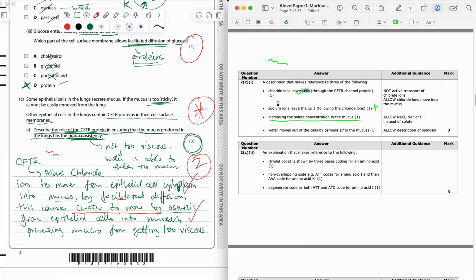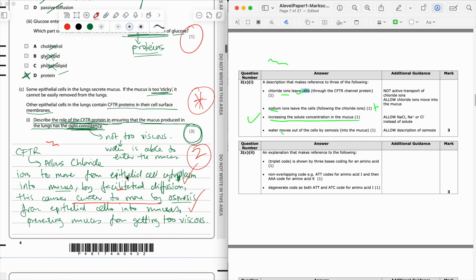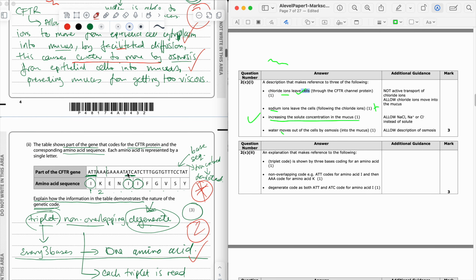Okay, so yep, okay with the mark scheme. The mark scheme goes through step by step, so that's fine. All right, now let's move on.